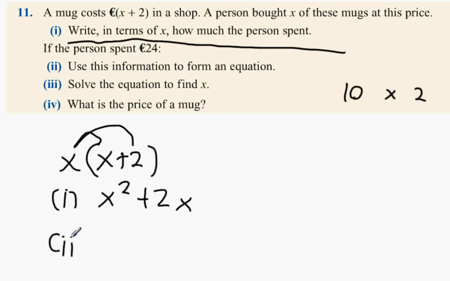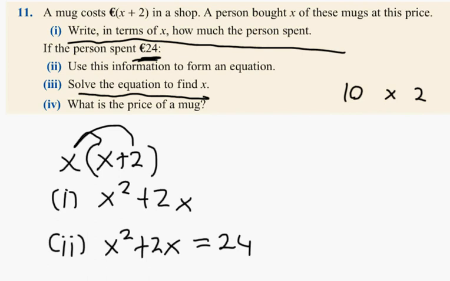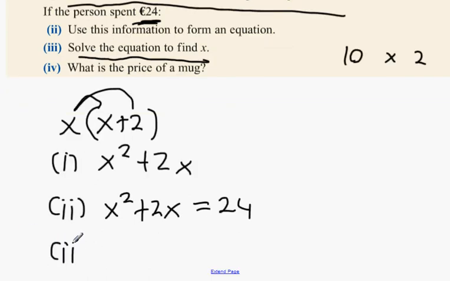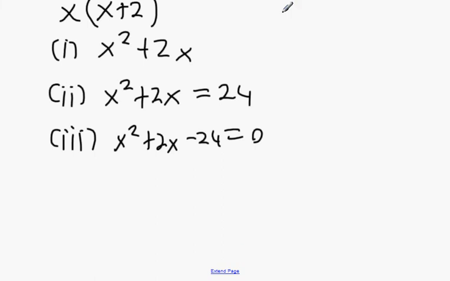Now what about part 2? Well, it says if the person spent €24. So it becomes x squared plus 2x is equal to 24. Okay, this is an equation. Now it says solve the equation to find x. So you bring 24 over the other side, and it becomes x squared plus 2x minus 24 equals 0. And then the reference number is minus 24.